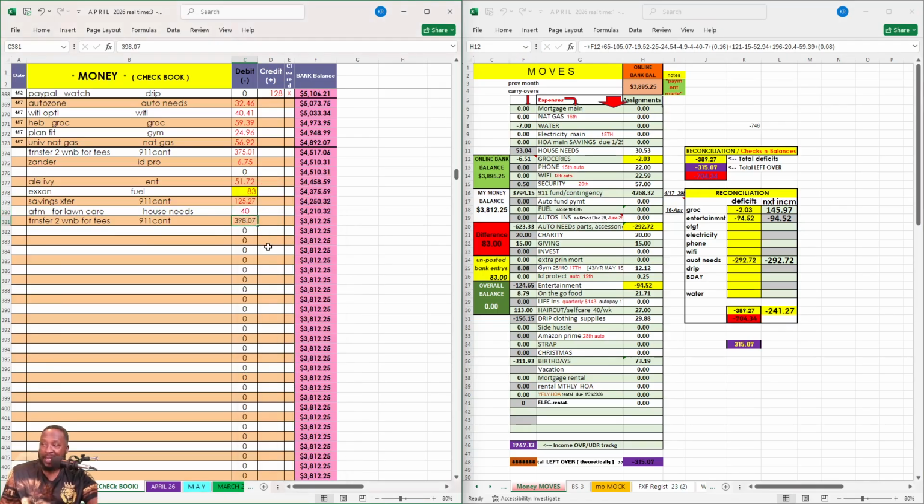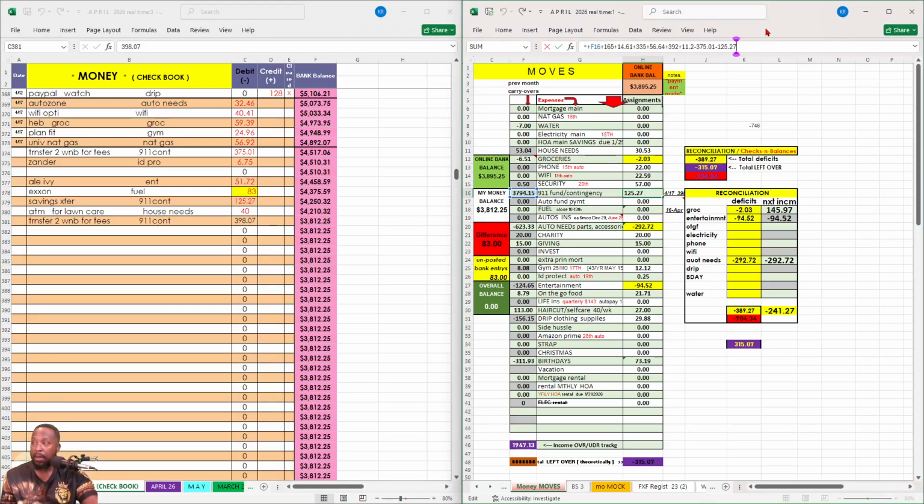And then 398.07 is coming out of the 911 contingency. So I'm gonna mark it up. I'm gonna enter it up here in the formula bar, minus 398.07, enter. All right. Now, when I've done all of that, I see down here at the bottom that I'm $83 off.